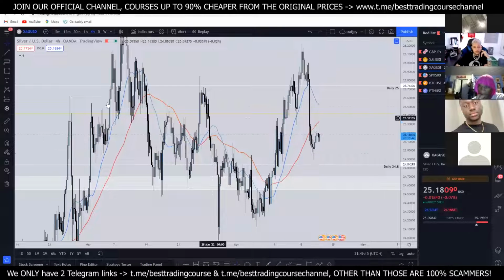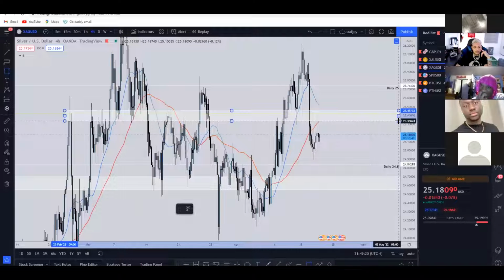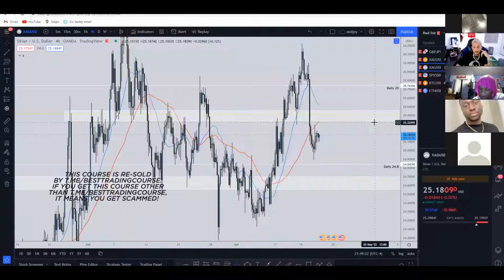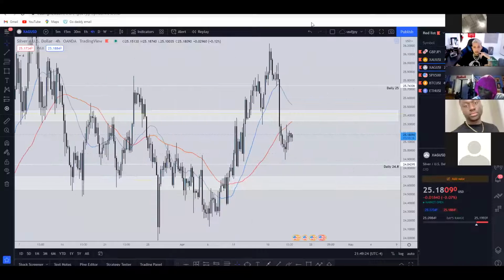I would say our nearest major resistance level would be this entire area right here. So I'd wait for a pullback into this zone and then look for price to come into our next zone, which is down here. Maybe. Okay, that makes sense.